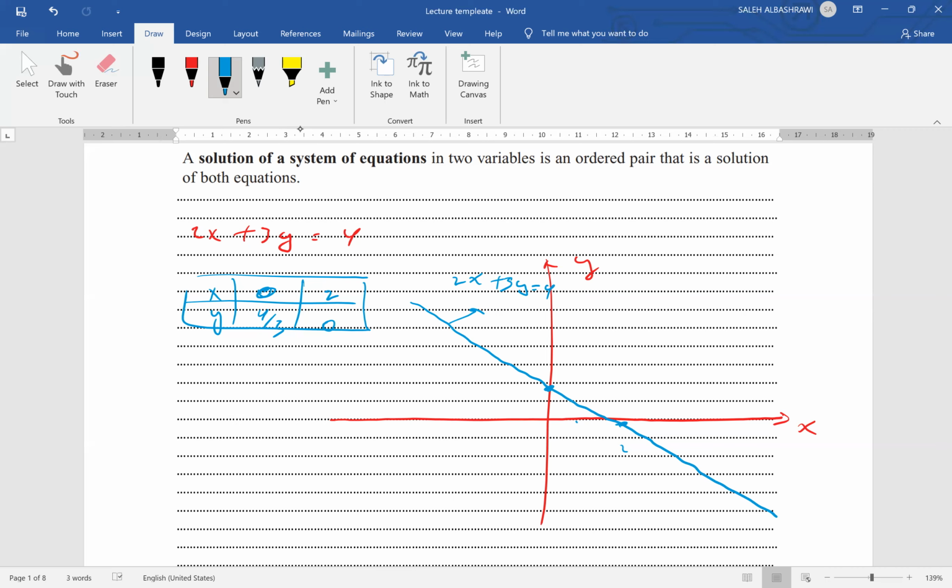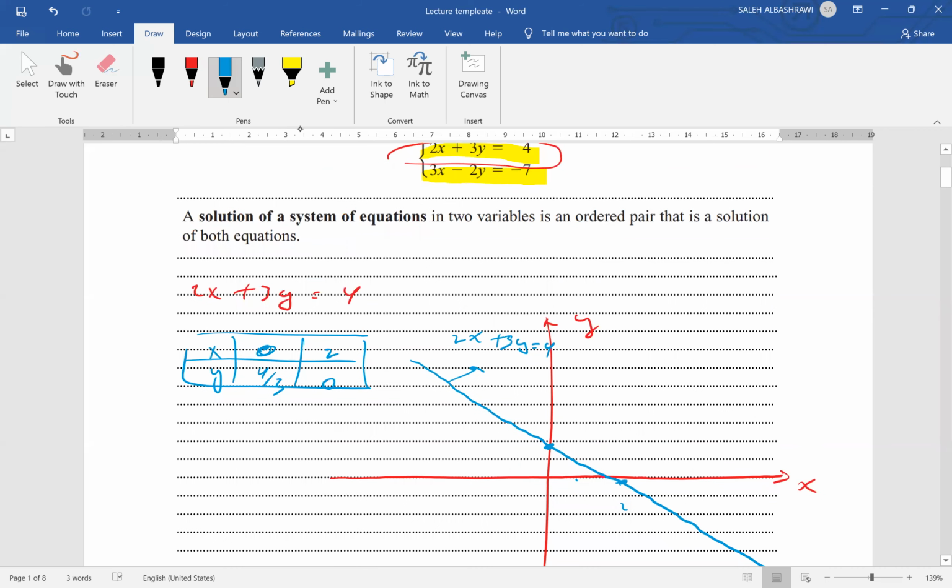Now for the second equation, which is 3x minus 2y equal to minus 7. You can see, since we have a line, any point on this line is a solution for the first equation, any point. So we have an infinite number of solutions.